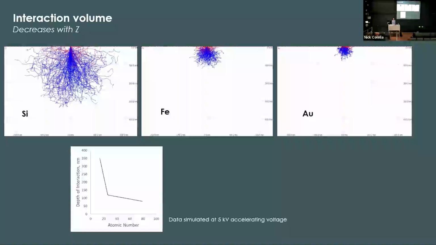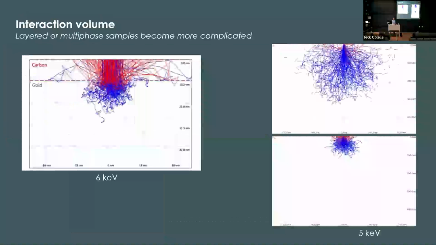So this is modeled at a 5 kilovolt beam. You see going from silicon to iron to gold. As we increase on the periodic table, we're going to shorter and shorter depth within the specimen. So a lot of these effects become amplified with a lot of the more challenging, lighter element materials that we might be working with, where the penetration depth becomes a really significant issue.